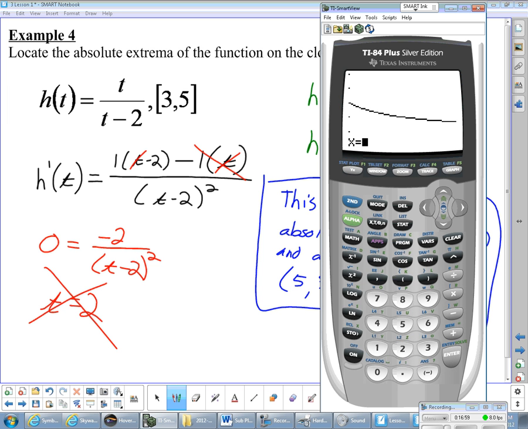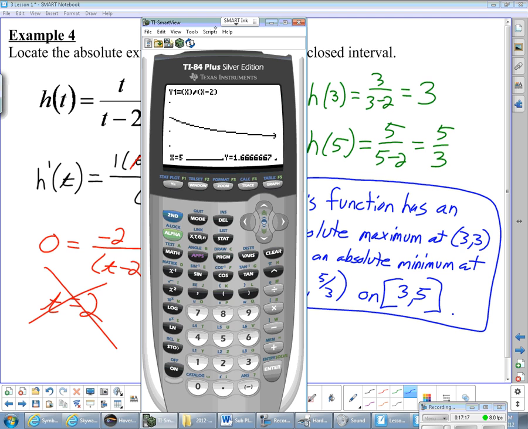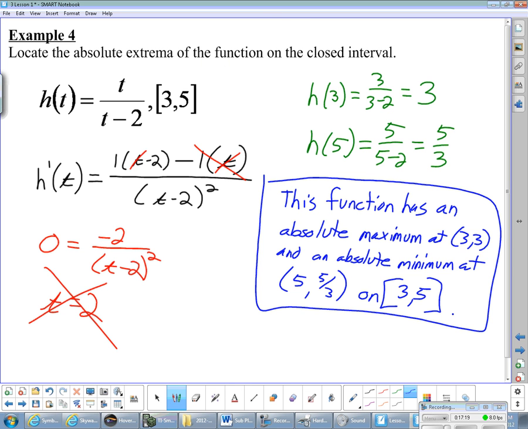Trust me on that. So if we check x equals 3, you get 3, which we talked about. 3 was the maximum. And if I hit second, calculate, and then find the value at 5, you'll see that we get 1.6 repeating, which is 5/3. And so those were our 2 points. You can check it there and use your calculator to check your answers like on homework. But again, you need to be able to do this without a calculator. All right.